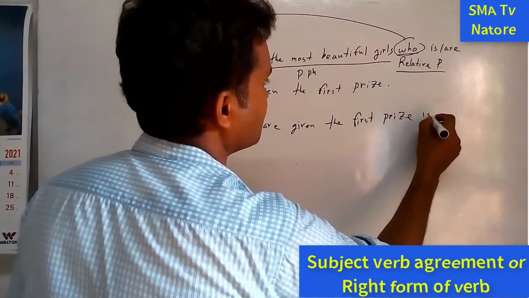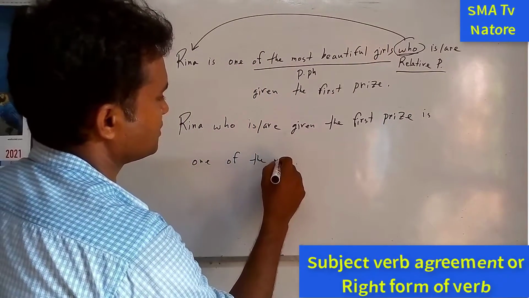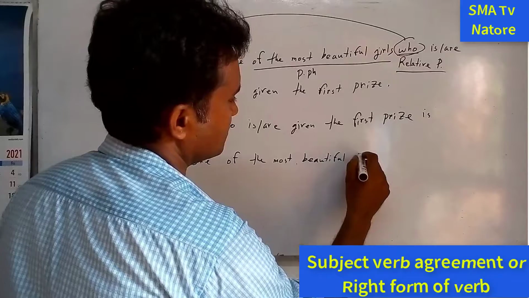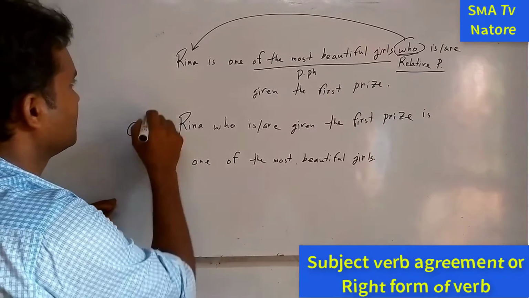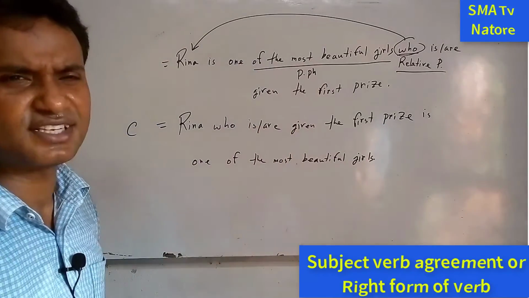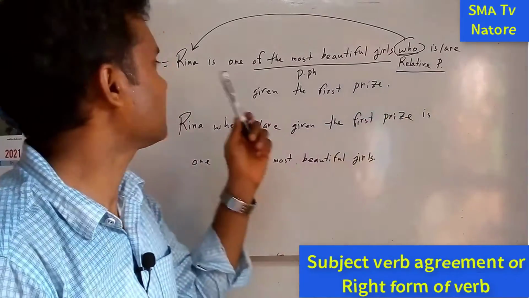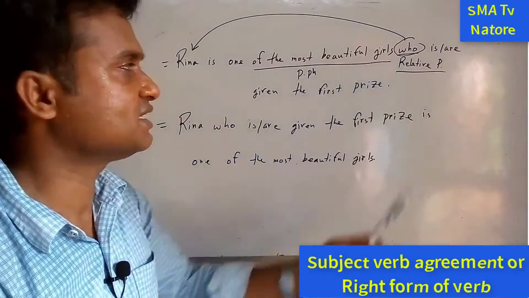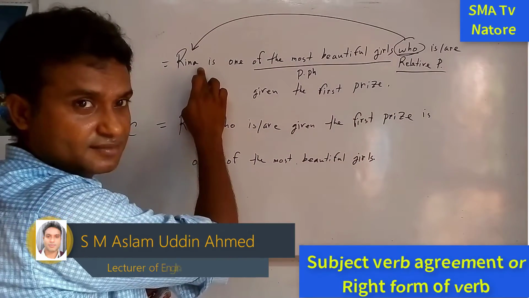Okay, next one is: one of the most beautiful girls. So here this is the correct one, and this is not the correct arrangement. The arrangement of this sentence is not actually correct. So this 'who' indicates this one, but the relative pronoun comes after this word because it modifies this word. For this reason, it should be from here: who is or are given the first prize. This part should sit here.